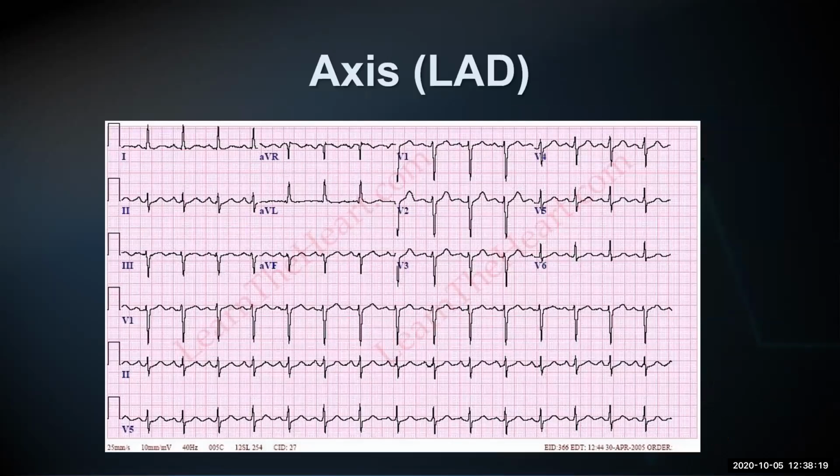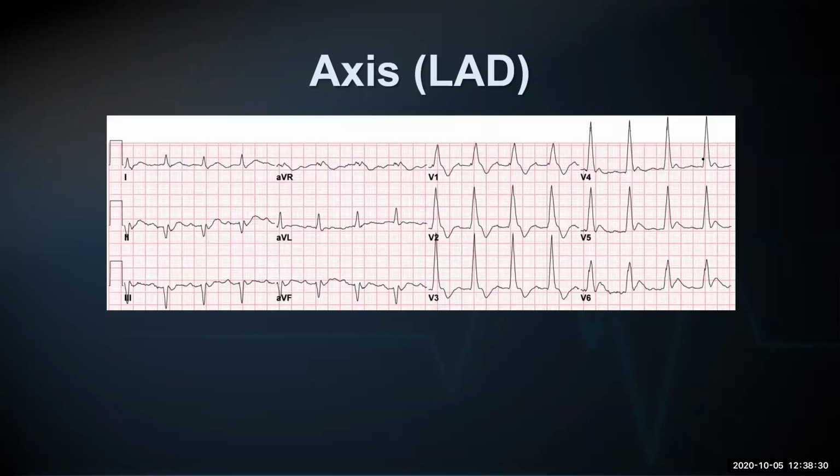All right, here's another one. Already tells you the answer, so I'm not going to ask you guys. Clearly, there's a +1 or deflection in 1. There's a negative deflection in AVF, so this looks like it's a negative axis deviation, leaving each other. Another left axis deviation, we can see +1, negative AVF.